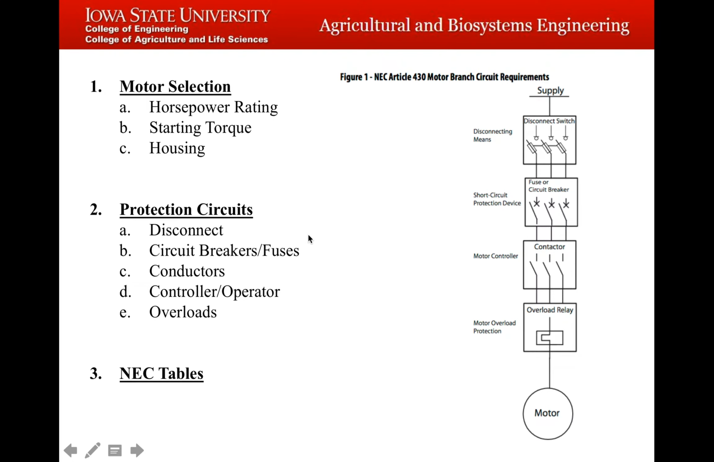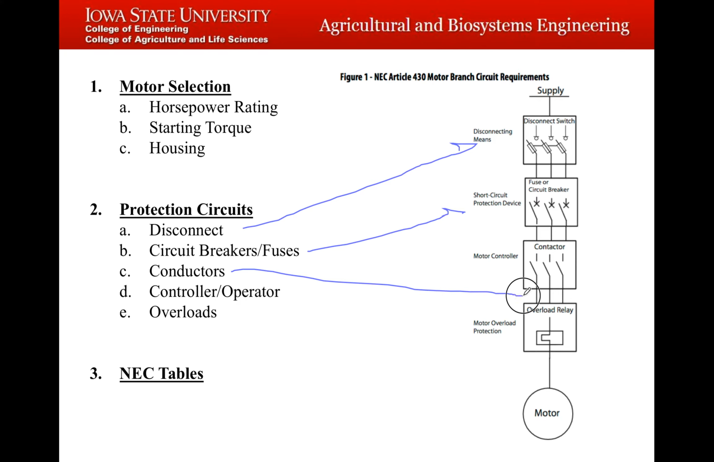So we're going to look at motor selection, horsepower rating, starting torque, and housing. Then we're going to turn to the protection circuit, the equipment, the devices that go into the circuit. And here we have a bunch of things. We have our disconnect. We have our circuit breaker or fuse. We have our conductors, right? The things that connect all these components to each other.